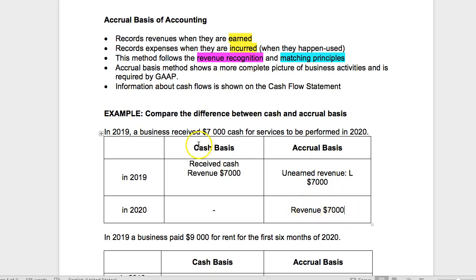So what you can see in both methods, we record revenue, $7,000, but you can see that there is a timing difference. Cash basis records the revenue earlier, the year earlier than the accrual basis. So this means when you're calculating the profit, if you were comparing the two methods, you would notice a difference in profit in each year.